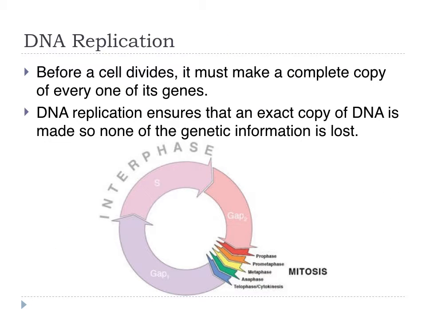So remember, during the S phase of interphase in the cell cycle is when DNA is copied. So before that cell divides, it's got to make an entire copy of all its genetic code and pass that on to the daughter cells that are made. So DNA replication ensures that an exact copy of DNA is made so that none of the genetic information of that organism is lost.